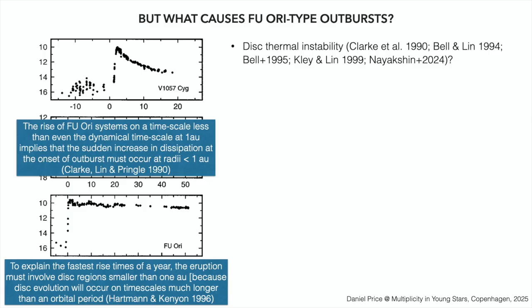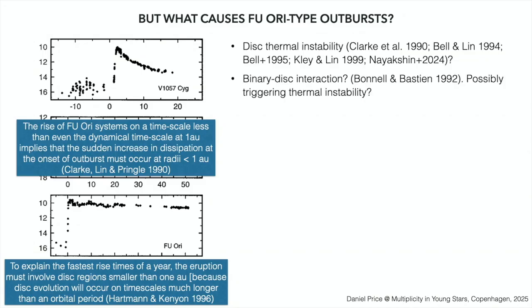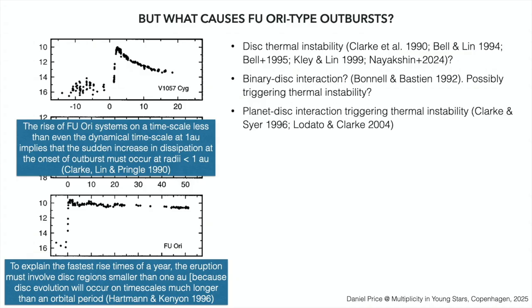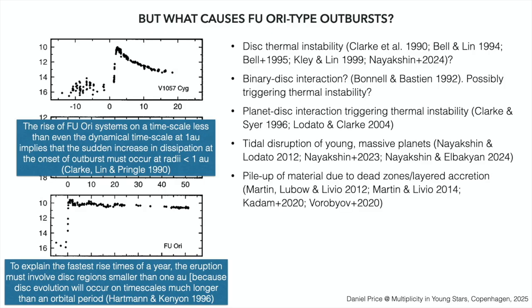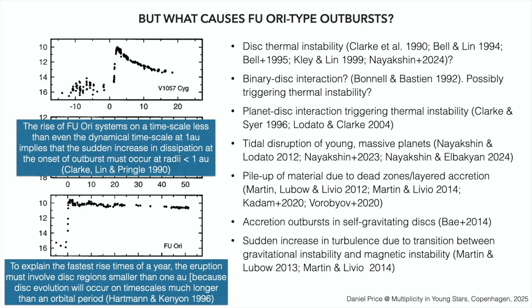Thermal instability is the main model for this. But maybe thermal instability has to be triggered by something. So maybe you disturb the disk and then it goes into thermal instability. Maybe you get planet-disk interaction triggering thermal instability, but you're trying to trigger something in the inner disk. Maybe you tidally disrupt young massive planets and plunk them in the inner disk. Maybe you pile up material and it goes whoomp in the inner disk. Maybe you get some outburst in a self-gravitating disk. Maybe you have a sudden increase in turbulence because you switch from one instability to the other.